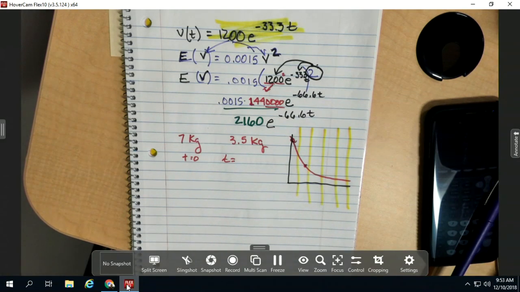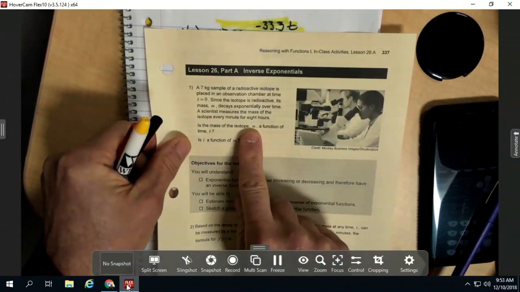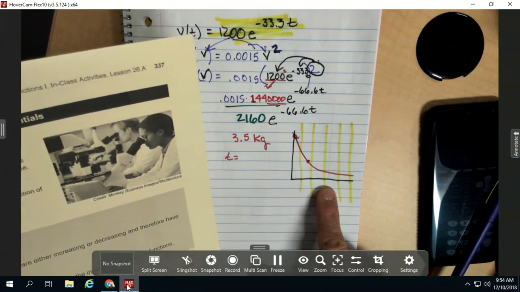Why did I draw those yellow lines? Yeah, the vertical line test. Is it a function? Yeah, so it says, is mass a function of time? Mass is a function of time.